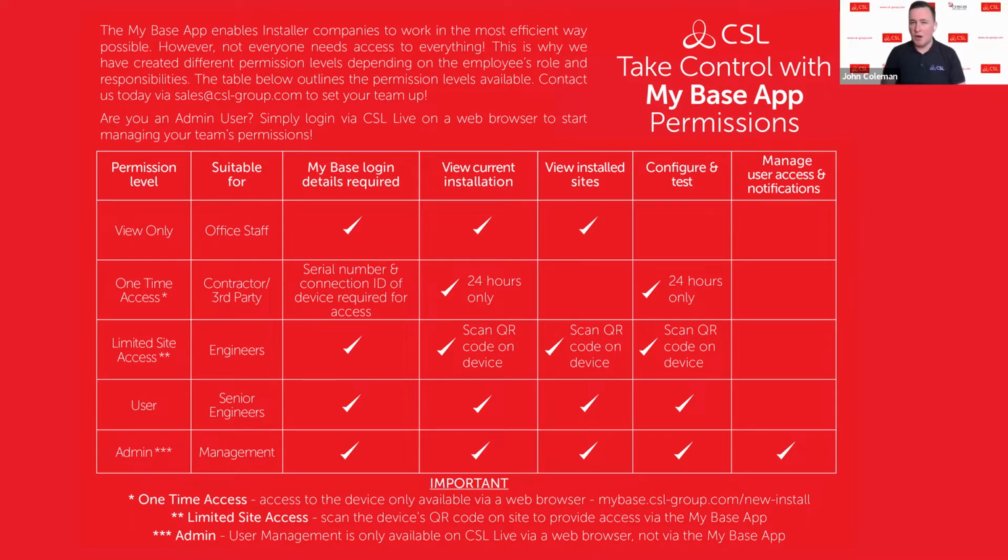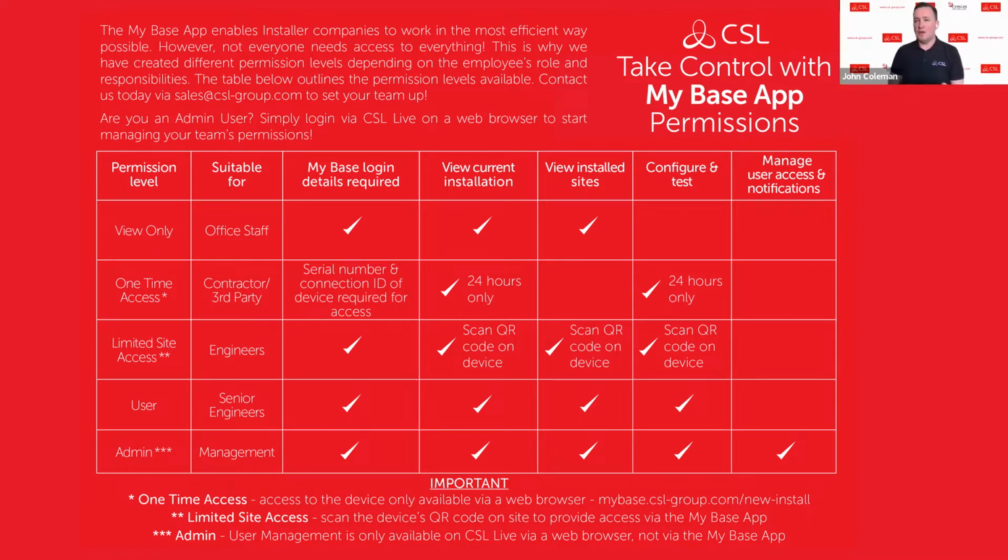The permission levels that we've got: view-only access, which is more for office staff. It means that they can see all of the devices, they can see the signal strengths, etc. But you can't make any changes to the devices or configuration or send test calls, etc. So it's just a view-only option. Next, we have one-time access.